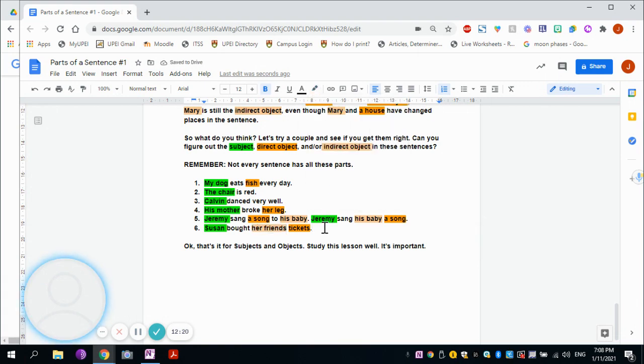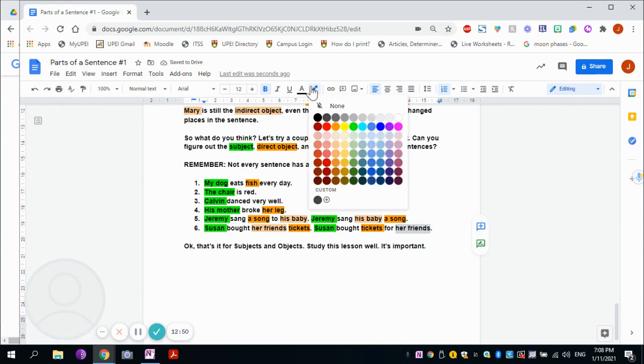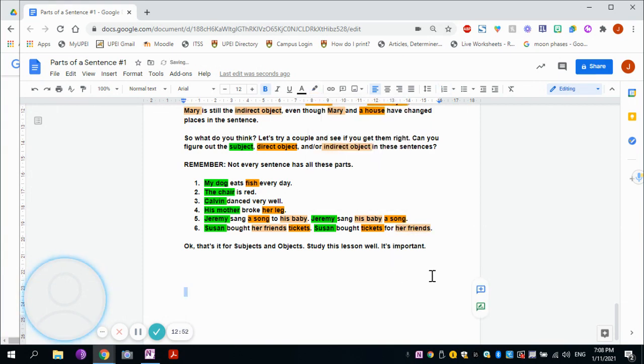And I bet you can guess how to rewrite this sentence. We would say, Susan bought tickets for her friends. And the meaning would be the same. Susan is the subject, tickets is the direct object, and her friends is the indirect object.